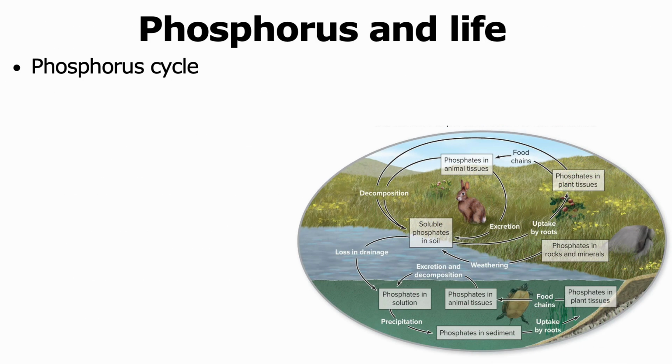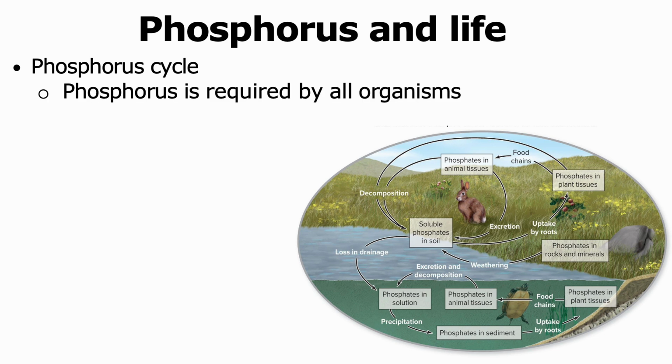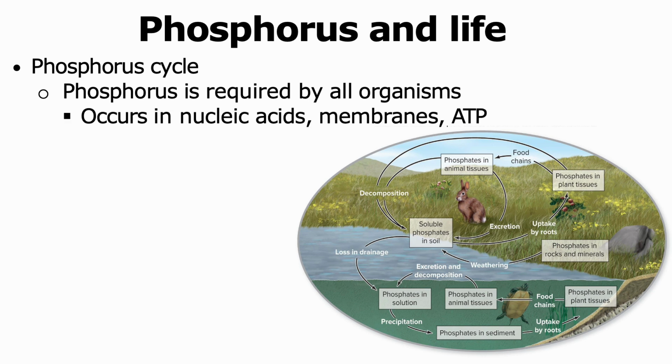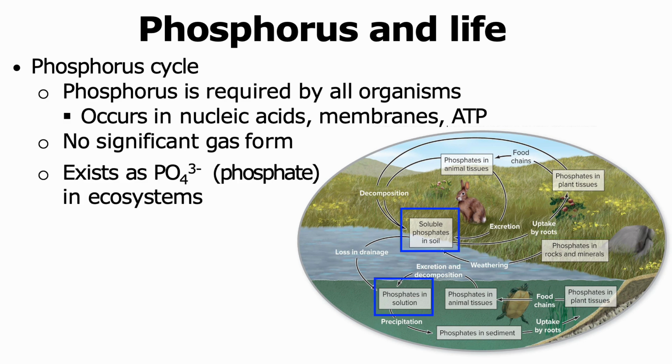The phosphorus cycle describes the flow of phosphorus in ecosystems. Phosphorus is required by all organisms because it is present in nucleic acids, membranes, and energy storage compounds like ATP. Phosphorus is not present in the environment as a gas, but is found in rocks and minerals in the form of phosphates. The weathering of rocks brings soluble forms of phosphates into soil as well as water. These inorganic soluble phosphates can be taken up by the roots of different types of plants.